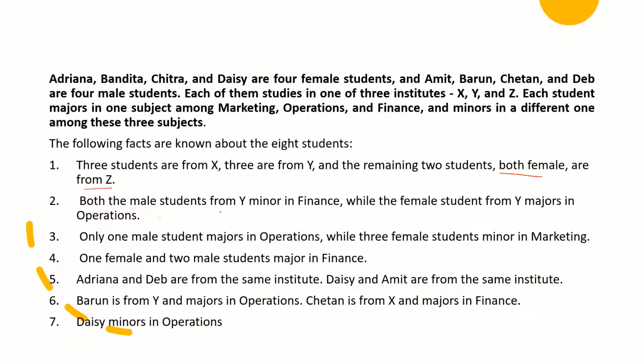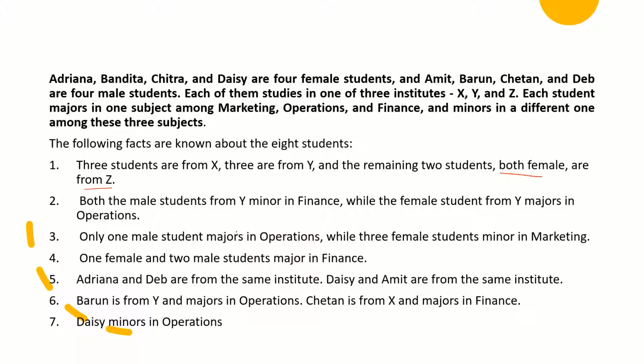Now, both the male students from Y minor in finance, while the female from Y majors in marketing. That means in Y we have 2 male students and 1 female student. Therefore, in X as well, we'll have 2 male students and 1 female student. Only 1 male student majors in operations, while 3 female students minor in marketing. 1 female student and 2 male students major in finance.